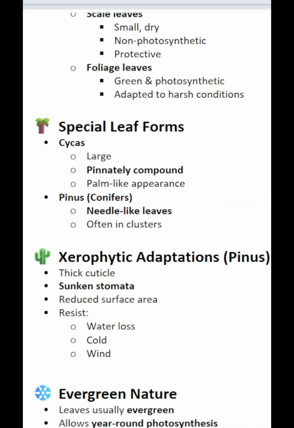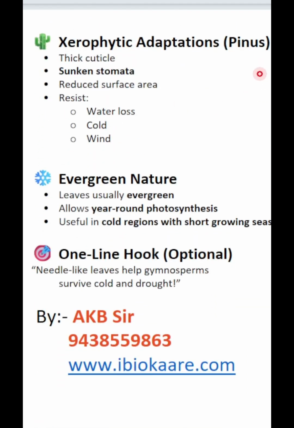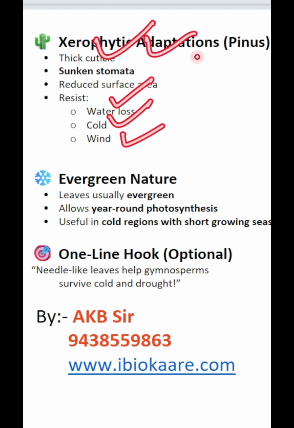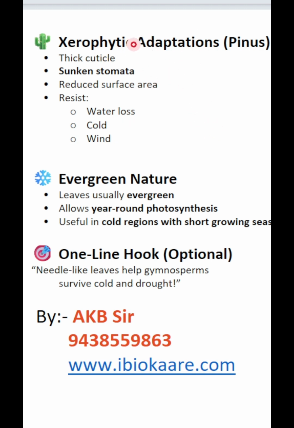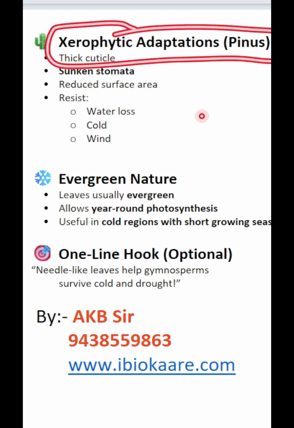And why are they xerophytic? Normally gymnosperms show xerophytic adaptation, mostly Pinus, because they contain a thick cuticle, sunken stomata, and the surface area of the leaf is highly reduced because of the needle-like appearance. As the surface area is highly reduced, they resist water loss, cold and wind. So Pinus is the best example of a gymnosperm with xerophytic adaptations.